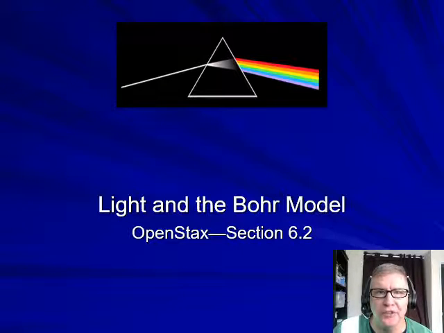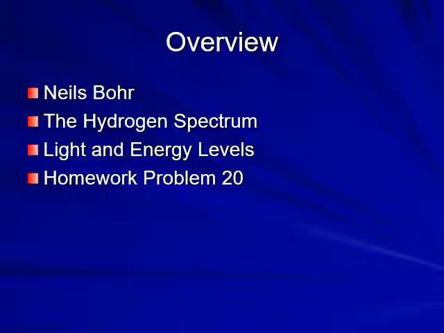In this lesson, we're going to talk about the Bohr model of the atom from section 6.2 in the OpenStax textbook. We'll talk a little bit about the scientist Niels Bohr himself, how he had a model of the hydrogen spectrum. We'll talk about the interaction between light and energy levels, and then we'll go over homework problem number 20.